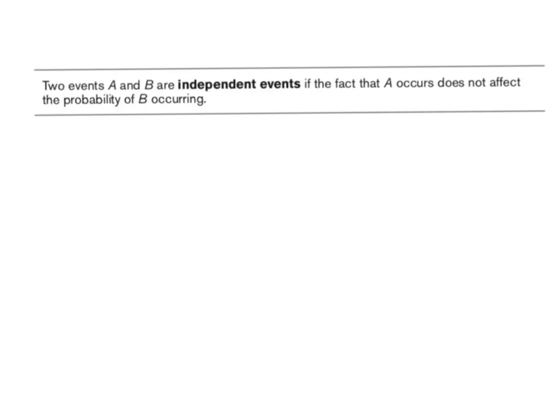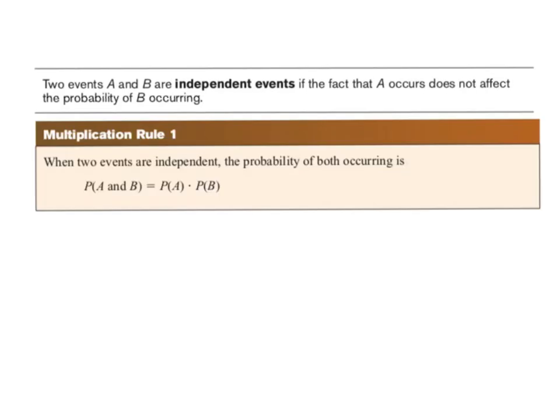When you have independent events, to find out the probability of both of those events occurring, this is the first multiplication rule. So if these events are A and B, the probability of both A and B happening equals the probability of A times the probability of B.